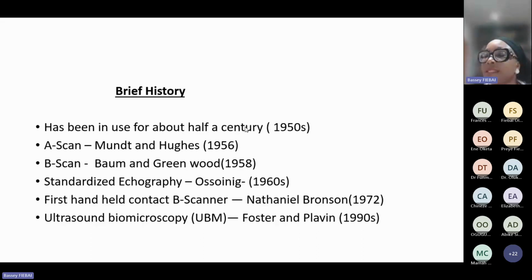Osnig and his colleagues in 1960 were the ones that first introduced the concept of standardized echography, which we'll be appreciating later because that's the best form of doing an ultrasound scan and interpreting an ultrasound scan, standardized echography. But it was Nathaniel Bronson that first developed the handheld contact B scan that we are all now enjoying, the portable handheld contact B scan.